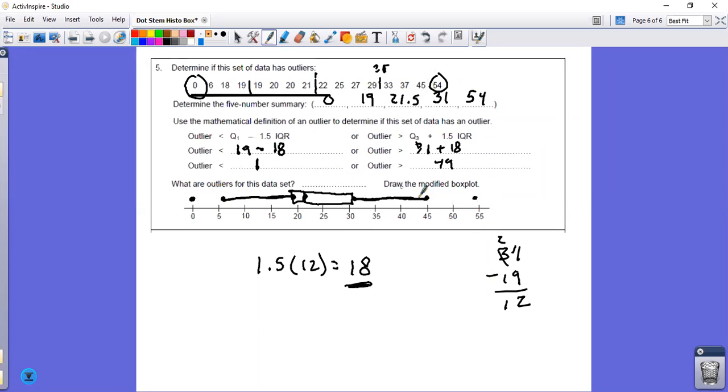So if you talk about whether this data is skewed left or right, well, since it's being pulled by outliers in both directions, it's really not skewed to the left or right. But that's how you do outliers: 1.5 times the interquartile range, IQR.